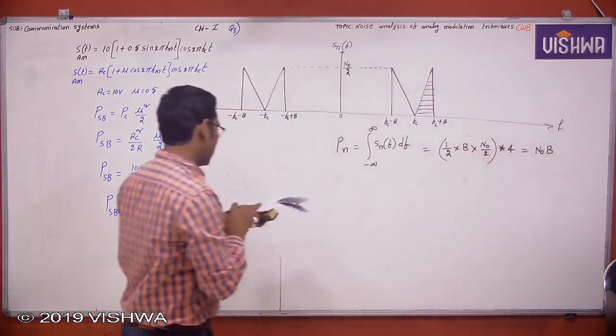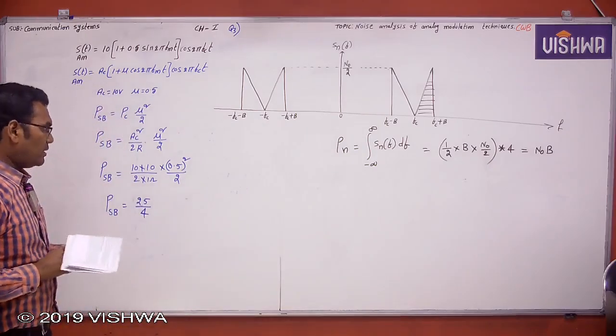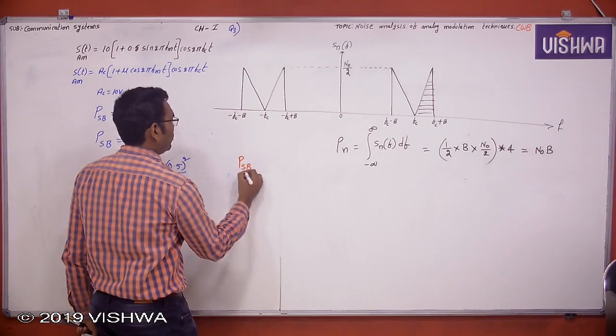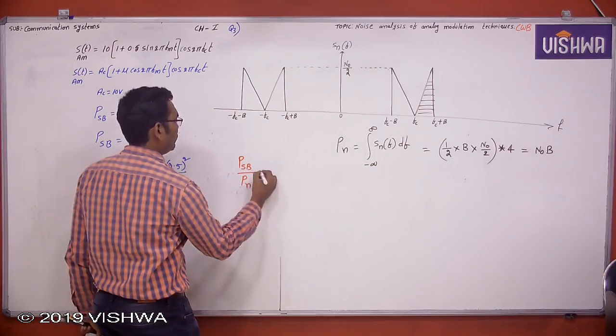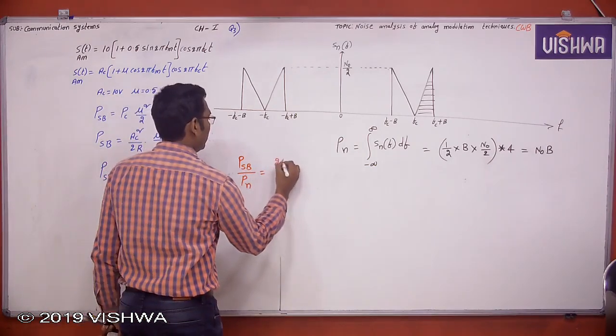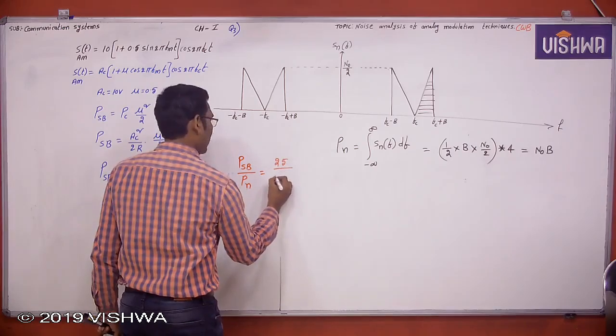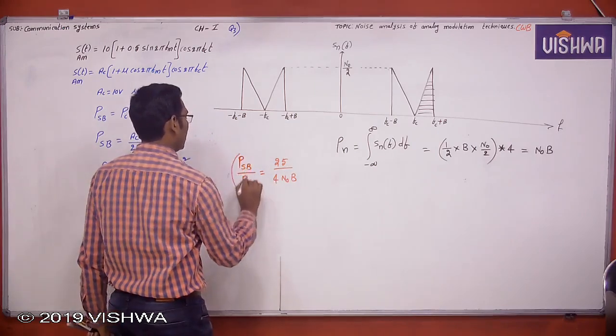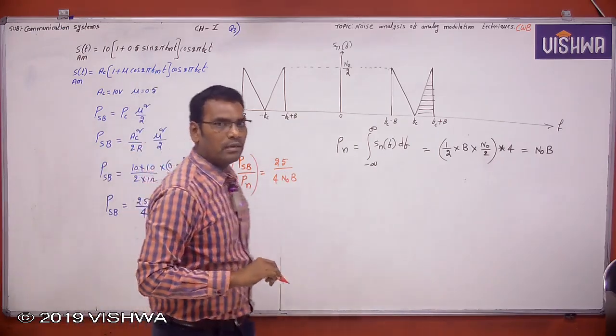But what is he asking? He is asking to find the sideband power to the noise power. The sideband power to the noise power is 25 by 4 n0 B. This is the sideband power to the noise power. Note down.